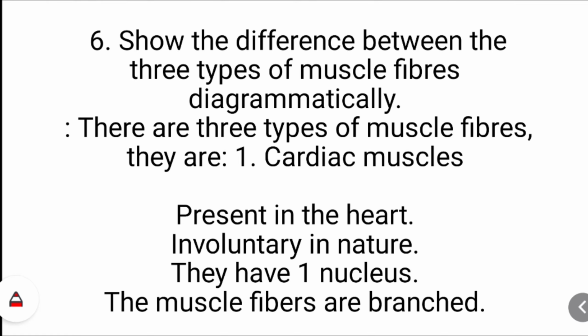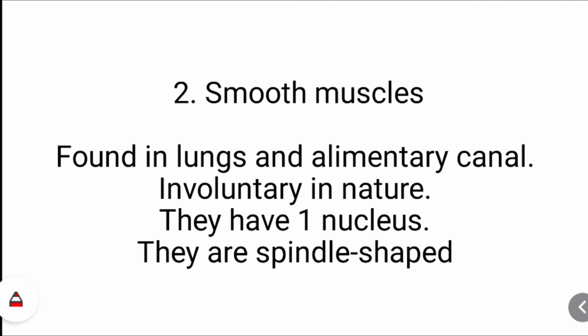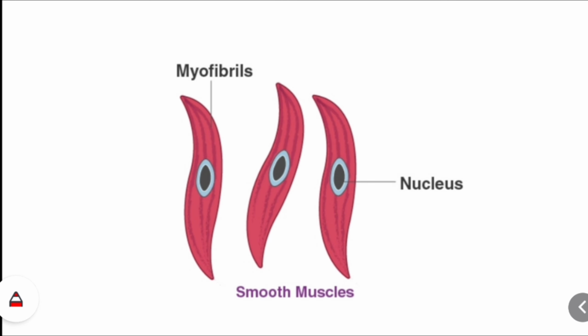Question number 6: The difference between the 3 types of muscle fiber. There are 3 types of muscle fiber. Number 1, cardiac muscle, present in the heart, involuntary in nature. They have one nucleus. The muscle fibers are branched. Number 2, smooth muscle, found in lungs and alimentary canal, involuntary in nature. They have one nucleus. They are spindle shaped.